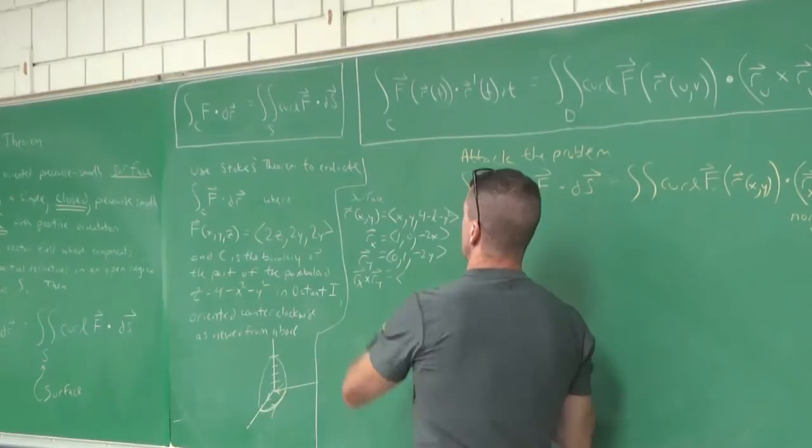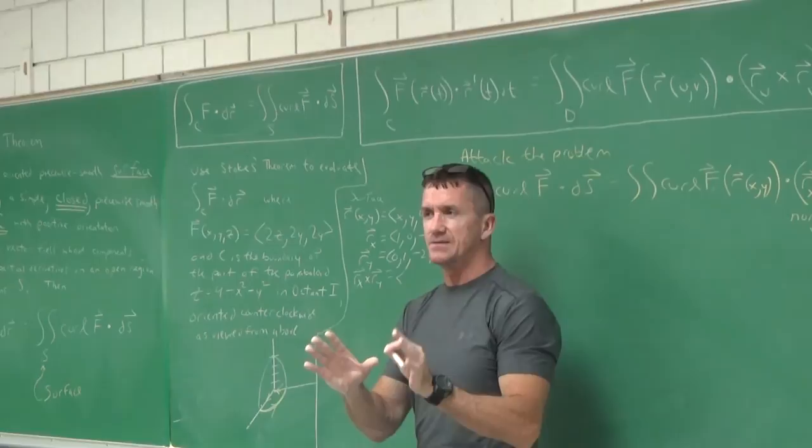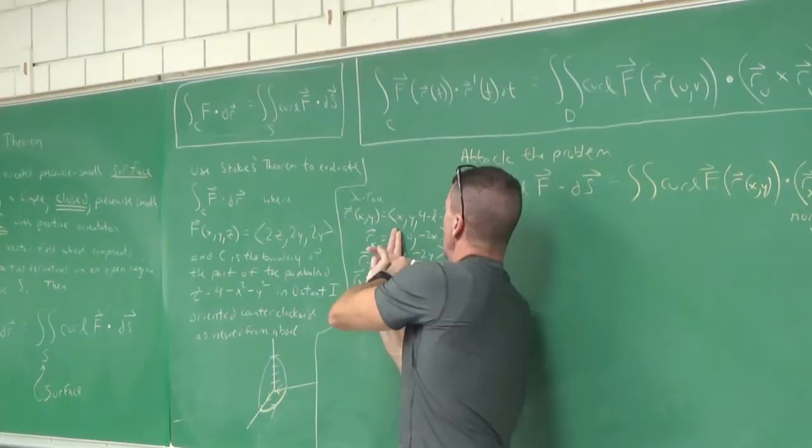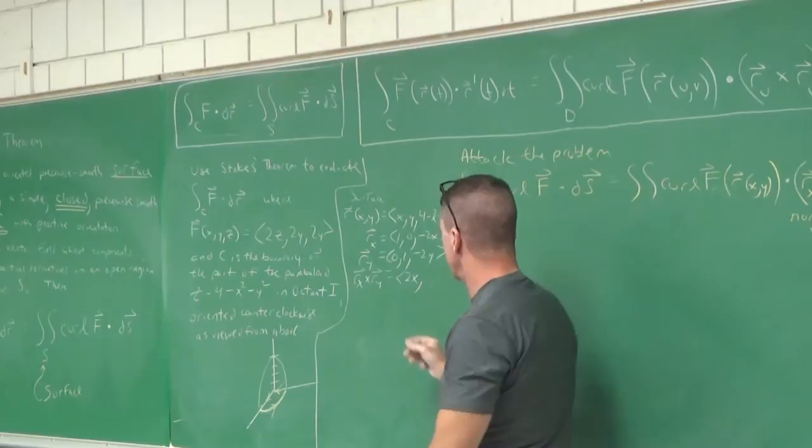Write that out. This times this minus this times this. Do you get positive 2x for the first component? Check. Do you agree? Only positive. 0 subtract negative 2 times 1. Yeah. Good. How about the middle component?